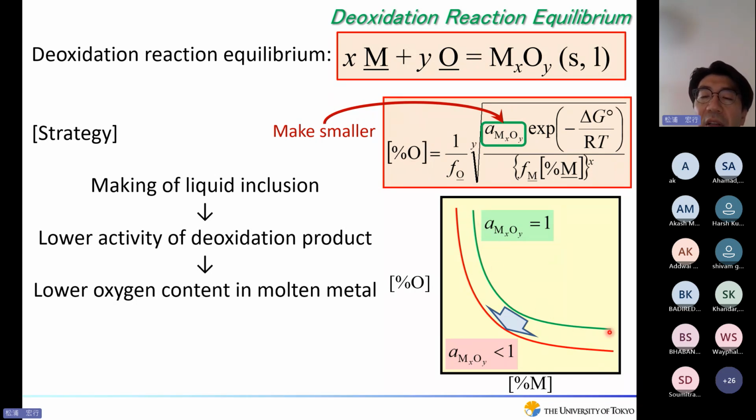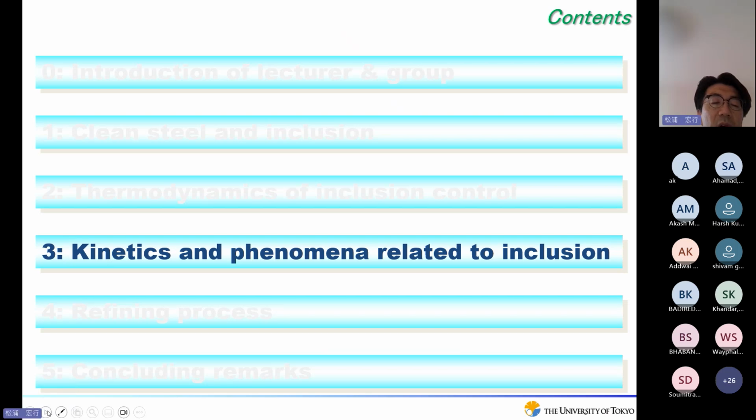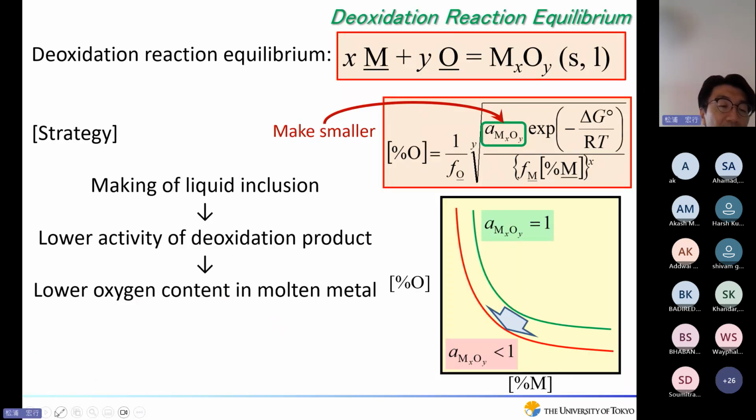So you can change the solubility curve between the alloying element, deoxidizer, and oxygen content toward the origin like this. In order to achieve this, one solution is to make liquid inclusions instead of the pure solid oxide product. If you can make a liquid inclusion, which means that there's a mixture of several oxides, then you can lower the activity of the deoxidation product and then lower the oxygen content in molten metal. So I will show you an example later on about this.